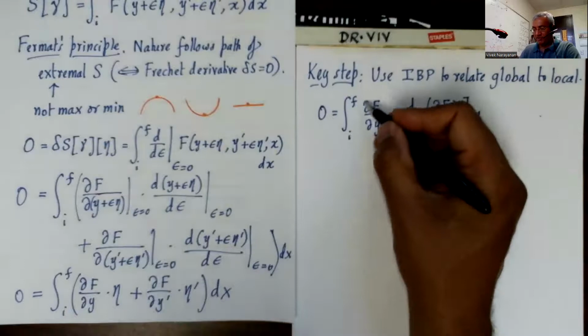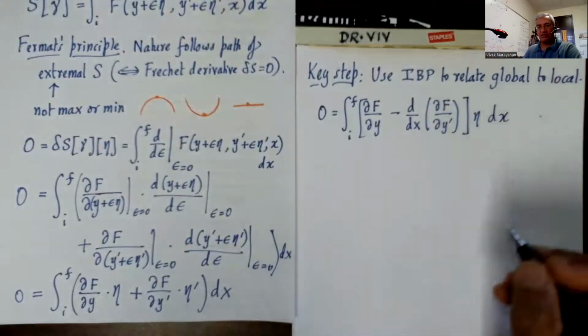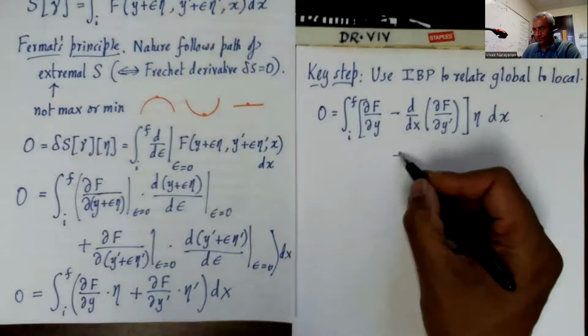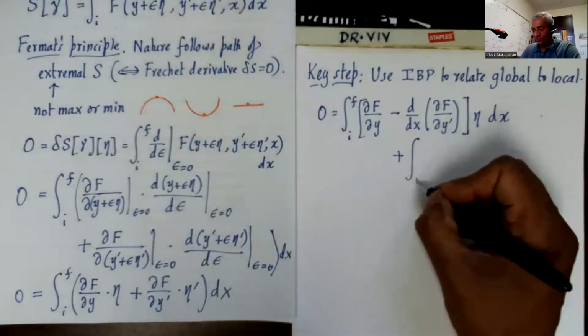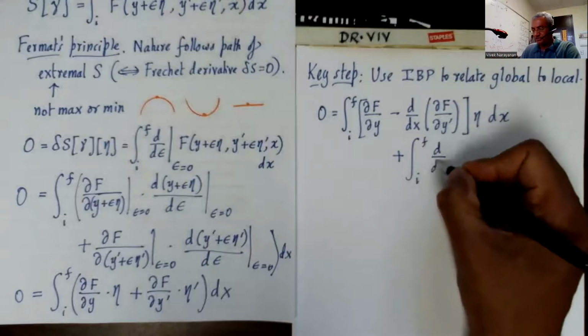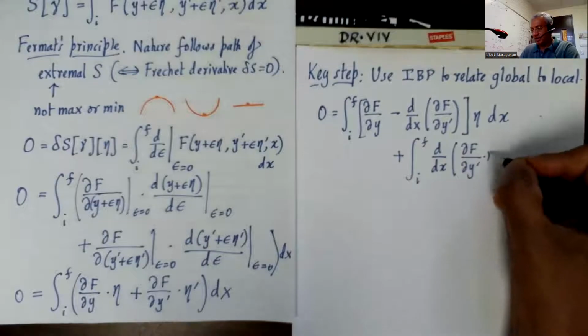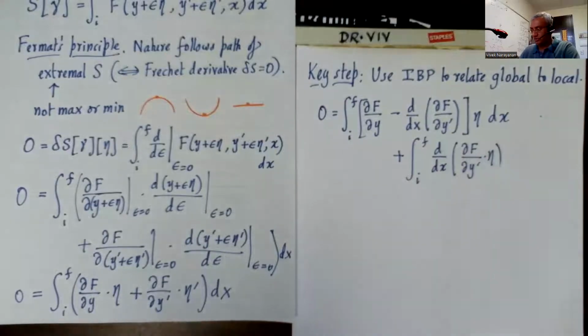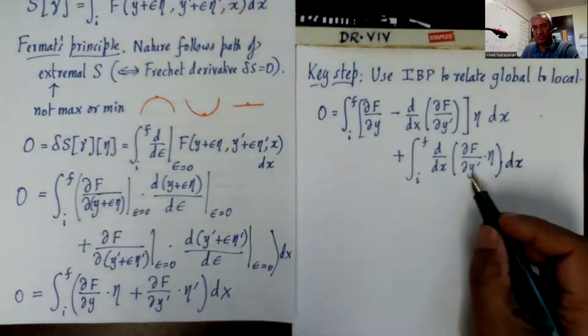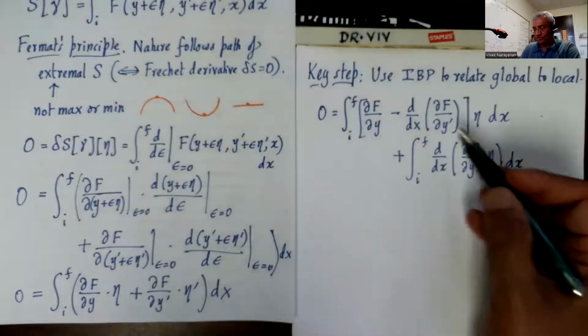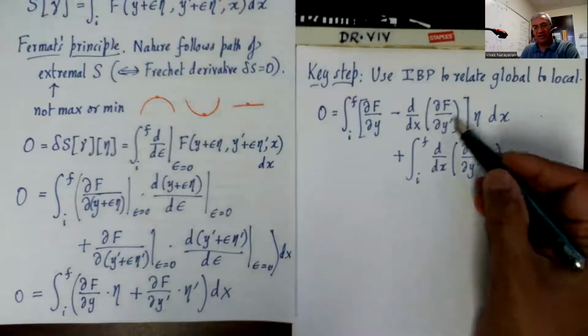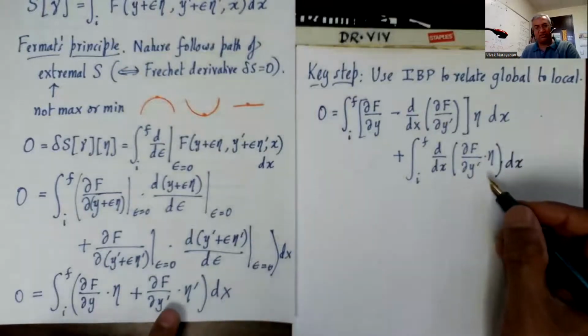Just bear with me for a moment, and you'll see why that's true. And then I'll add a term, integral from I to F, d by dx of del F over del Y prime times eta dx. So what has happened here? It's actually very simple. This term has got two terms. The first term is just that, okay? That gets canceled out. The second term is just this. So I've done nothing strange.